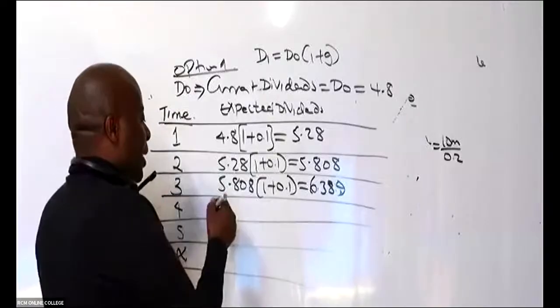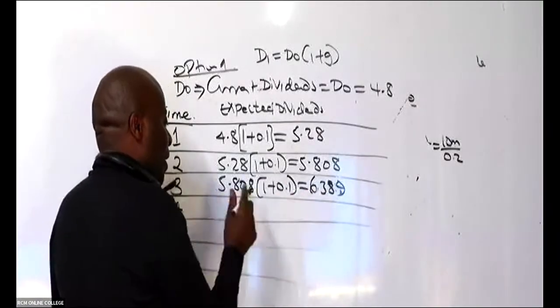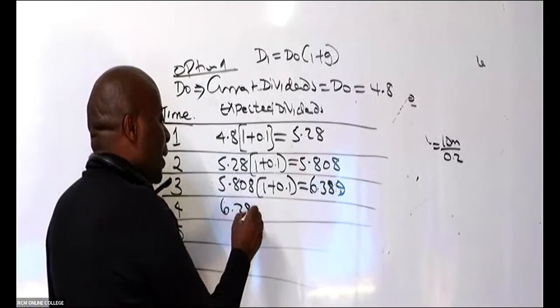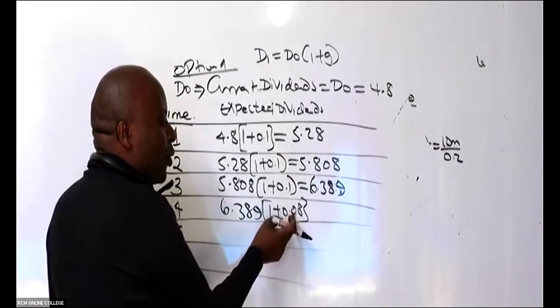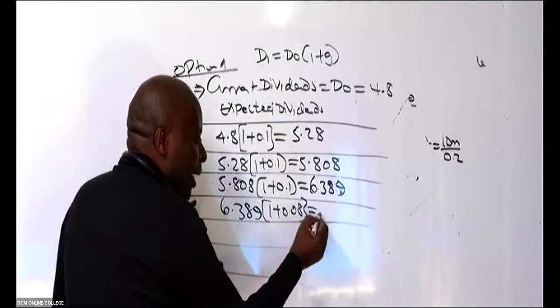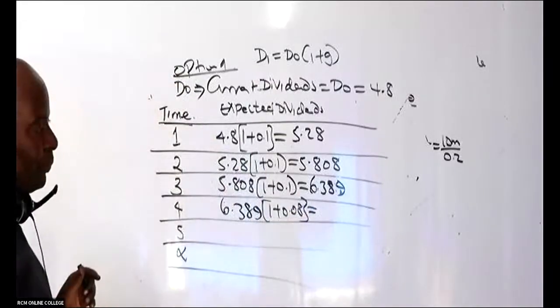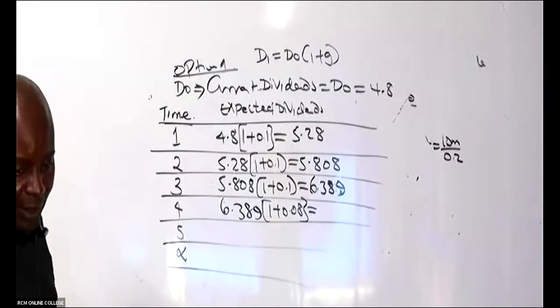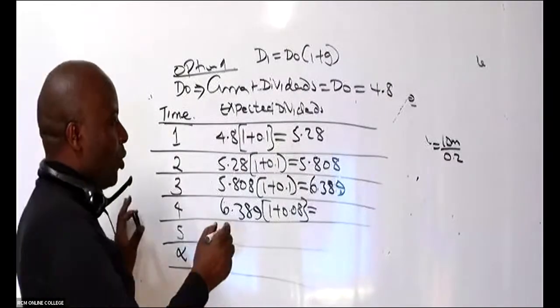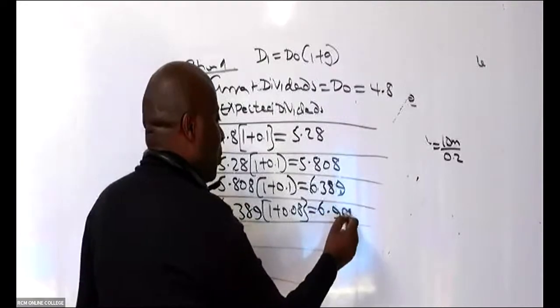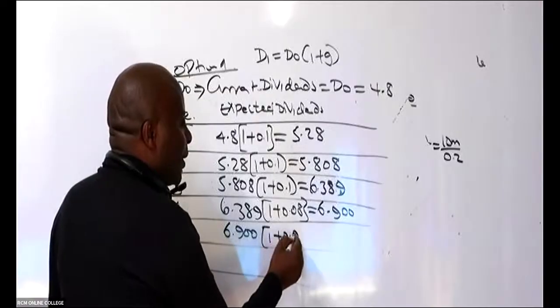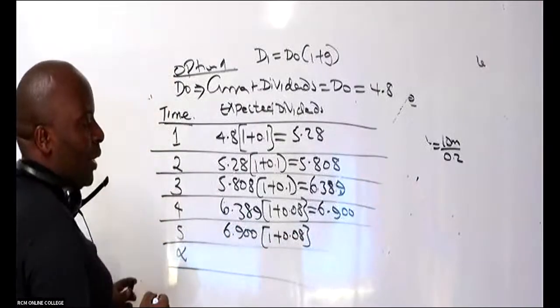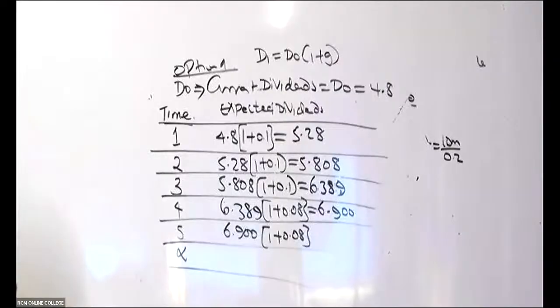Then we come to year number 4. We are continuing with this dividend here. So it will be 6.389 times 1 plus 0.08, because now the new rate is 8%. Can you be kind enough to give me this answer? 6.900. Thank you so much. So this 6.900 is what I bring here. Still, the 8% is applicable.